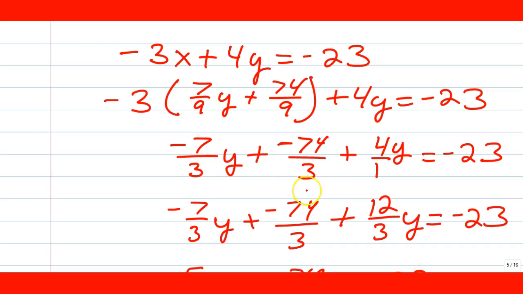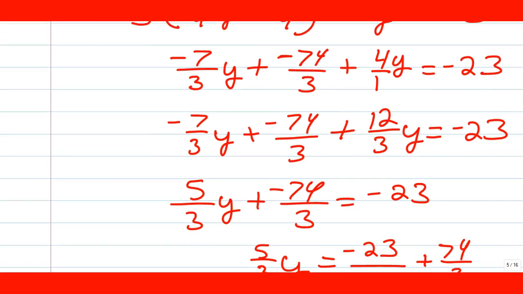I see that I have a 3 and a 1, so the lowest common denominator here is a 3. So the first two will remain the same. The 4 over 1, however, needs to be rewritten to its equivalent fraction using a 3 in the denominator's position. So 1 times 3 is a 3. Whatever I do to the bottom, I do to the top, so 4 times 3 makes 12. Now I'm ready to combine my y's. A negative 7 and a positive 12 make a positive 5 over 3y. Plus a negative 74 over 3 equals negative 23.